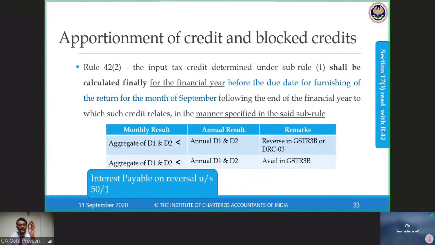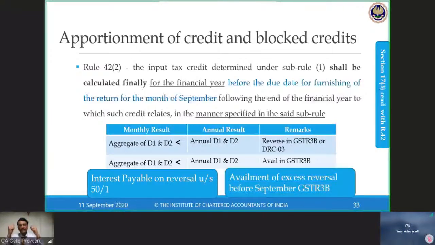Now, this particular provision says, look, if you have reversed 80 rupees, instead of reversing 100 rupees, that 20 rupees you have to reverse with interest from when? 1st April till the date of reversal. I repeat, if you have reversed 80 rupees, instead of reversing 100 rupees, from 1st April till date of reversal, you have to reverse that input tax along with interest under section 50. So what if I have reversed excess? They say you please avail that input tax credit.